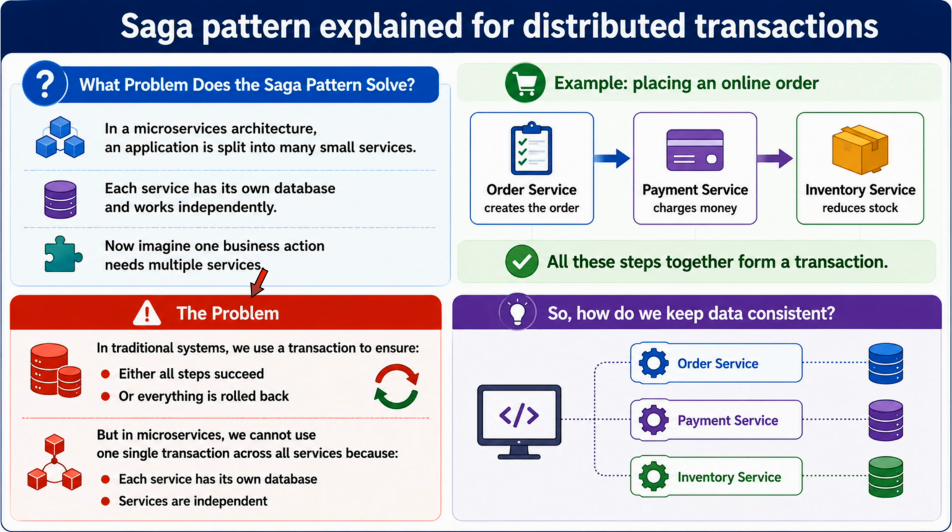Now we will see the main problem. In traditional applications, we use a database transaction. The transaction guarantees two things. Either all steps succeed or all changes are rolled back. This approach works well in monolithic systems with one database. But microservices work differently. Here each service has its own database. Services are independent from each other. Because of this, one single transaction cannot control all services together. So now the big question becomes, how do we keep data consistent across multiple services?